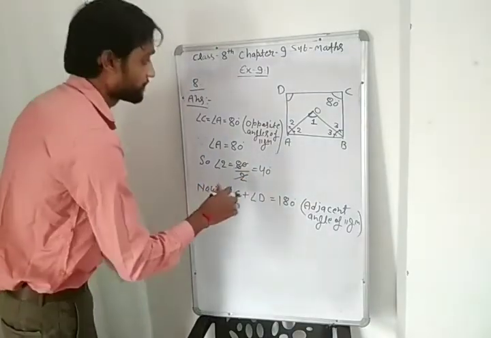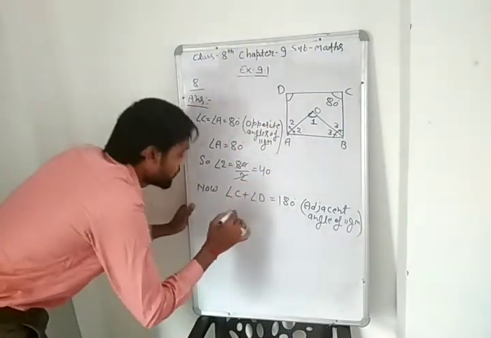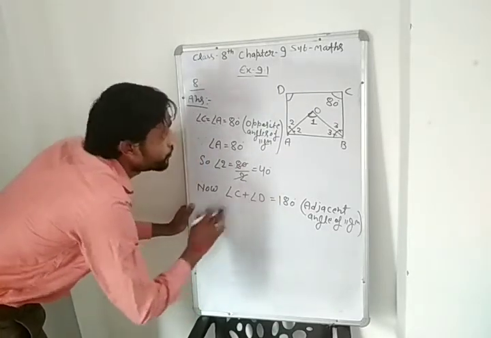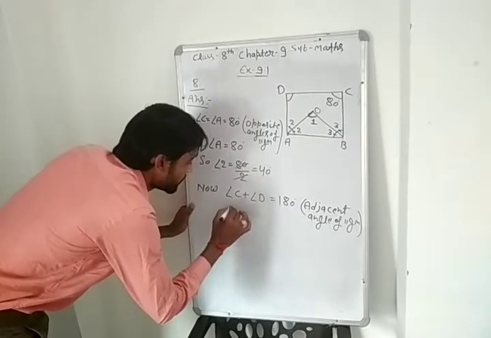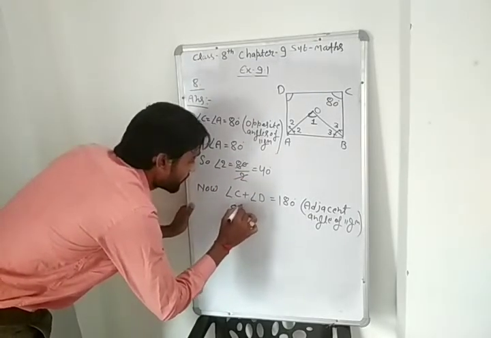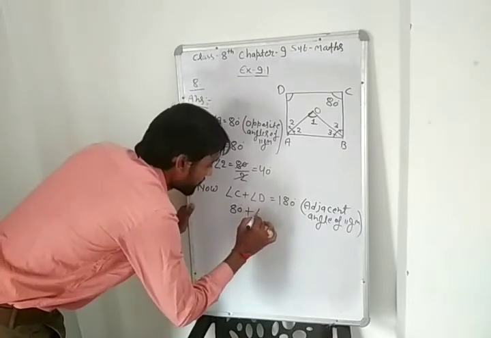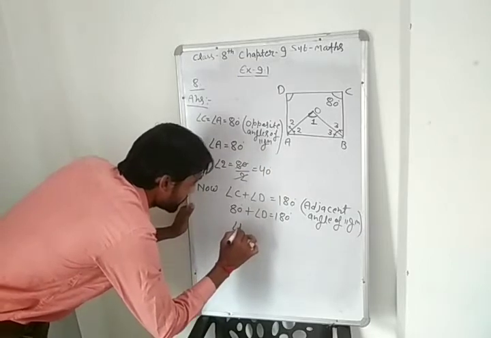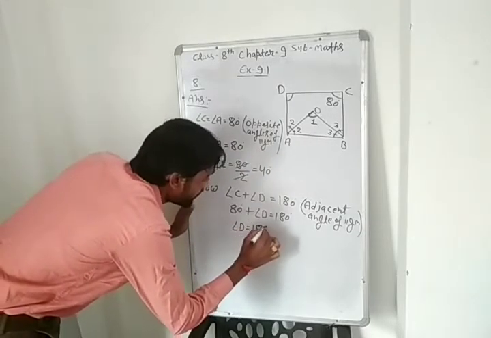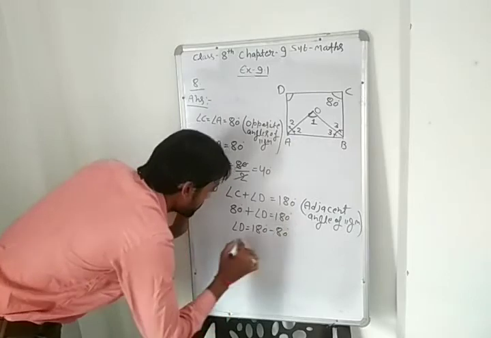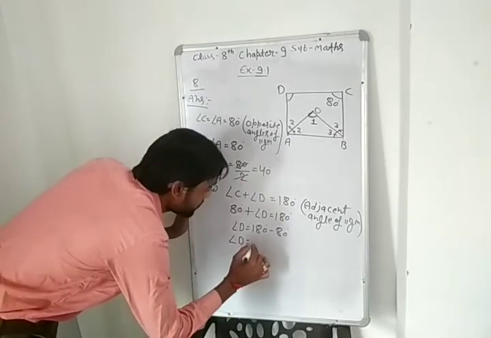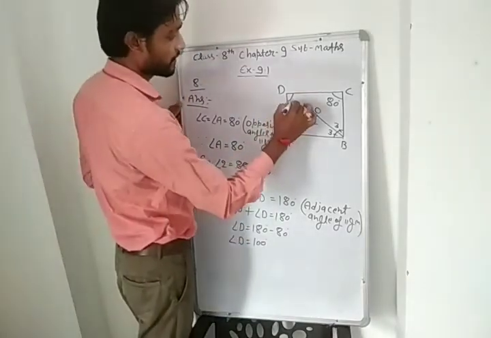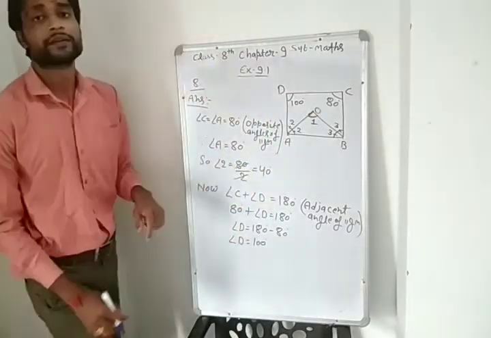Clear? Now put the value of angle C, that is 80 degrees. 80 degrees plus angle D is equal to 180 degrees. Then angle D is equal to 180 degrees minus 80 degrees. So angle D is equal to 100 degrees. Clear? D is equal to 100 degrees.